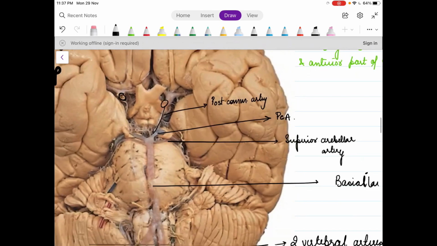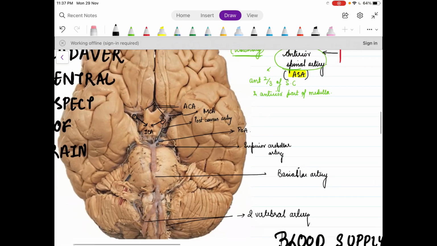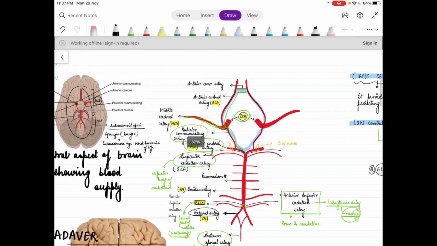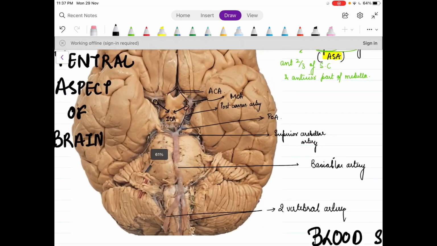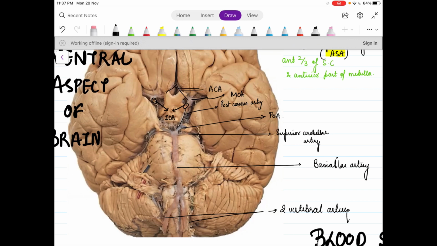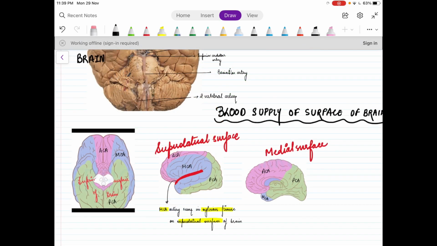This is the internal carotid artery. The one going anterior is the anterior cerebral artery. And the one running on the outside surface of the brain is the middle cerebral artery. By studying this diagram in so much detail, we can easily find the branches in this complex diagram. So let's not get confused when a cadaver image is shown to you, and please remember all your basics, and everything will be super clear to you guys.